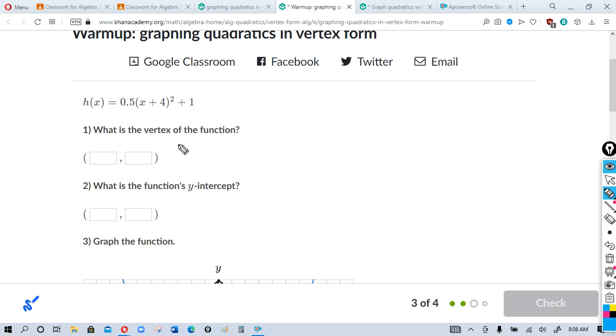Okay, vertex of the function, h and k, right? So remember, for the h, you just change the sign of this thing in parentheses. So it's going to be a -4 right here. And the k is just this one right here, +1. All right, so it's -4, +1.